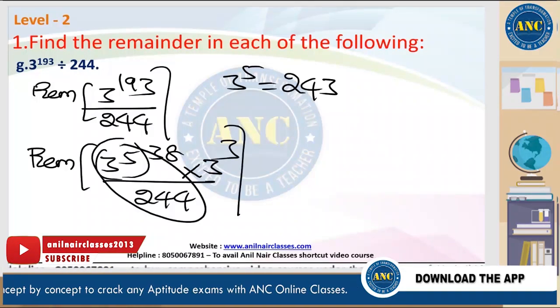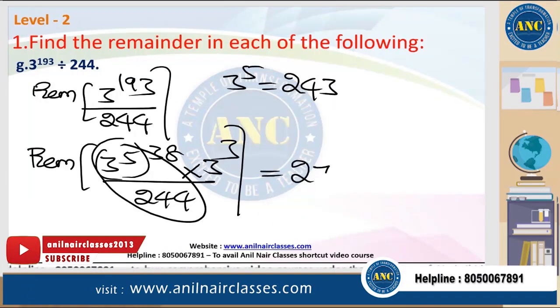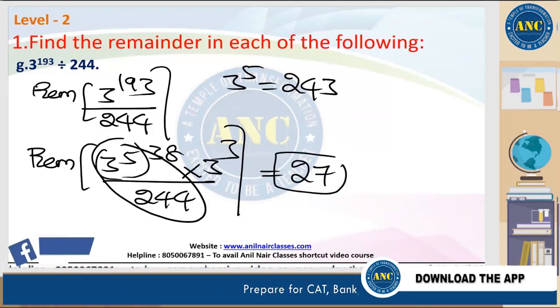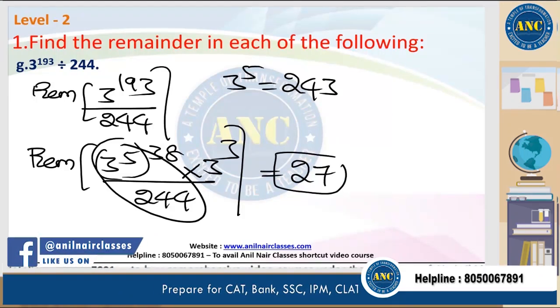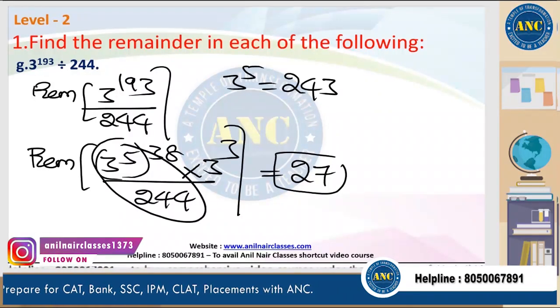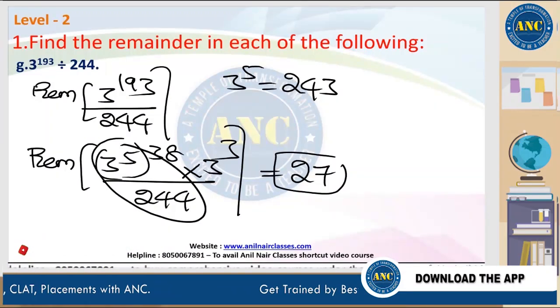This 243 by 244 is minus 1. Minus 1 power even is 1. 1 into 27 is 27. I hope it is clear. You should know it.